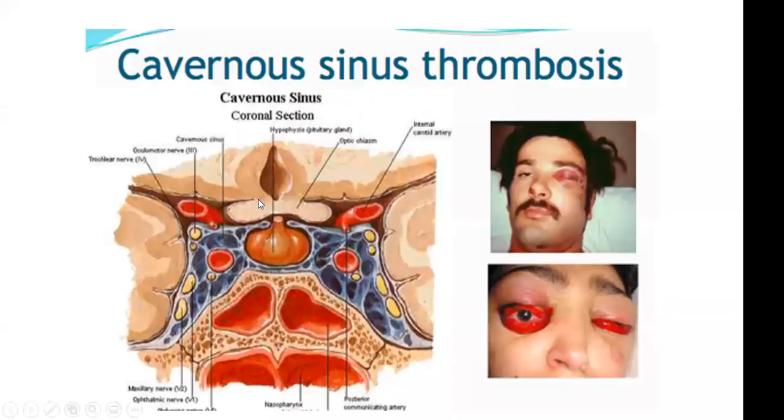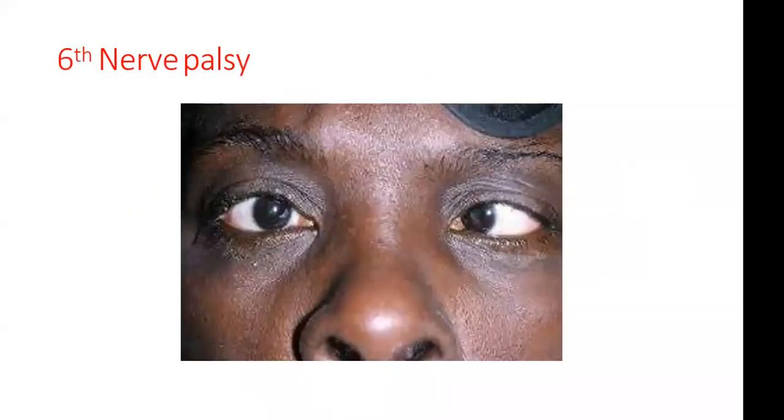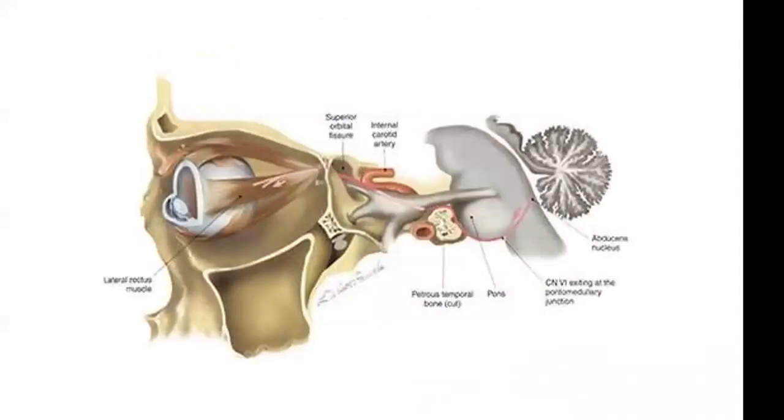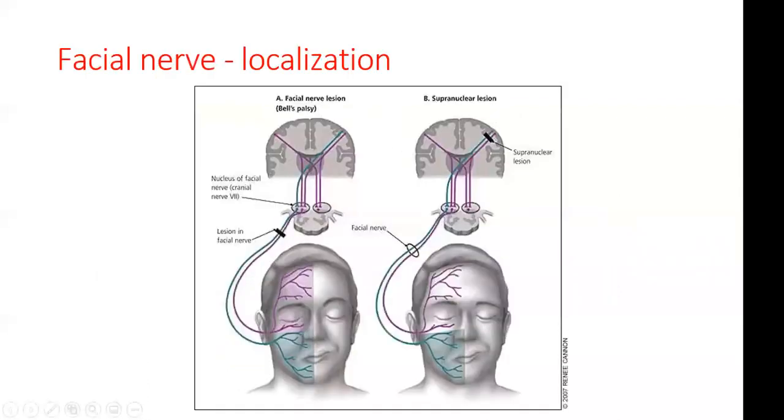Right. So that is the sixth cranial nerve. This is again a simplified pathway of the sixth cranial nerve. Seventh cranial nerve, facial nerve.